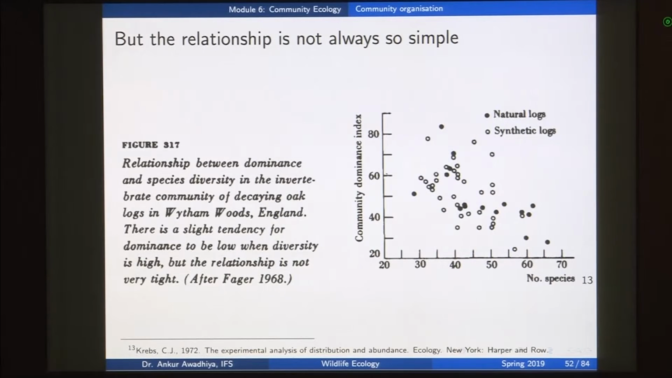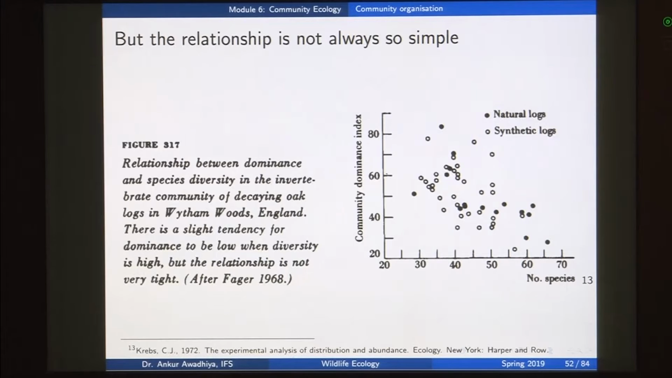So, the relationship is not very tight in this case, or in terms of mathematics we will say that the R square value is not very high, or the amount of correlation between both of these variables is not very high. So, roughly we can say that if you have more number of species, the community dominance index reduces, but this is not a very hard and fast relationship. The level of correlation that you have between both of these variables, the number of species and the community dominance index, is very less.